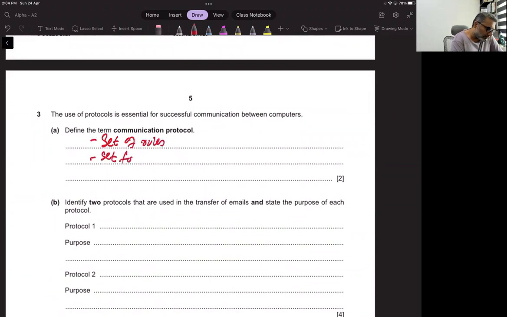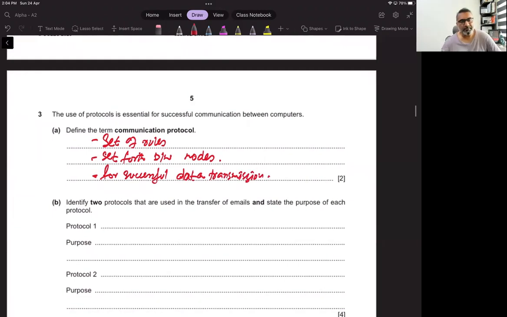Set forth between nodes for successful data transmission. So these are the set of rules set forth. By saying set forth, I meant that they are set before any particular communication happens.